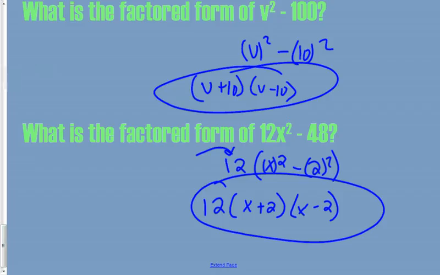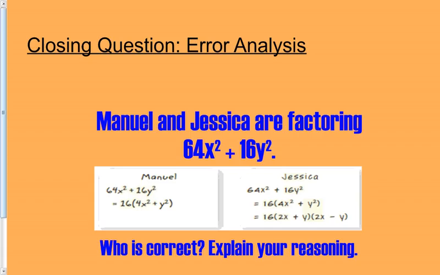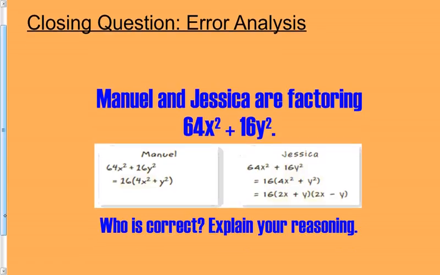Those are the two special cases that we wanted to talk about: difference of squares and perfect square trinomials. So my closing question for you here is, find the error. It says Manuel and Jessica are factoring 64x squared plus 16y squared. And they both did it two different ways. Here's Manuel's way, and here's Jessica's way. Who is correct? And explain your reasoning.